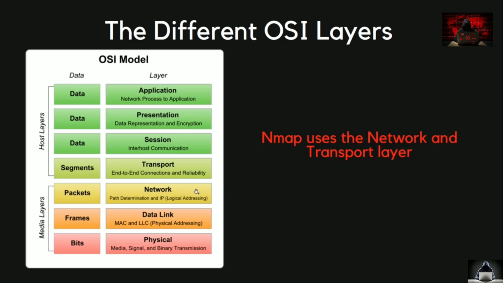Now, I will be looking at these in the next videos, because they do require their own video for you to understand how they work and the protocols that exist within them. Alright, so I would recommend that you go through the OSI model and understand how each of these layers communicate with each other and why they're so important. But when it comes down to it, Nmap uses the network and the transport layer, and that's what we're going to be paying attention to.